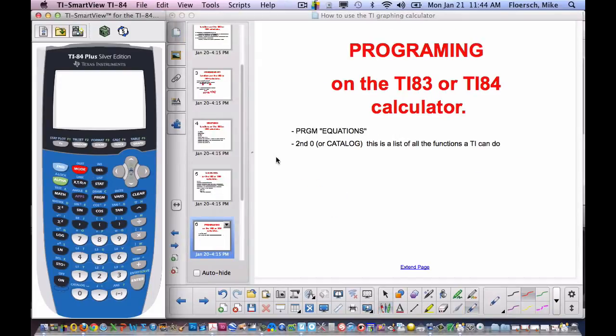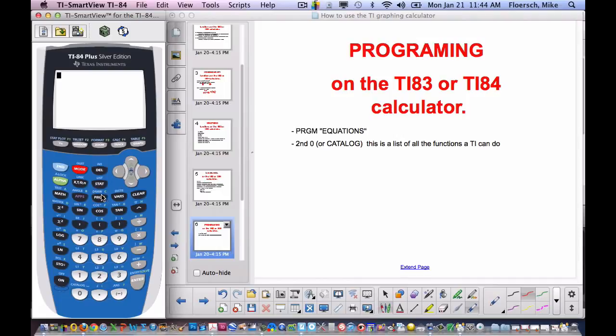Now we're going to work with something called programming. Programming on the TI83 or 84. What's nice about the program key is that you can type in equations that you think, hey, I might need that for the test, and I'm afraid I'll forget. For example, Pythagorean theorem, a squared plus b squared equals c squared. So you can program some of those in.